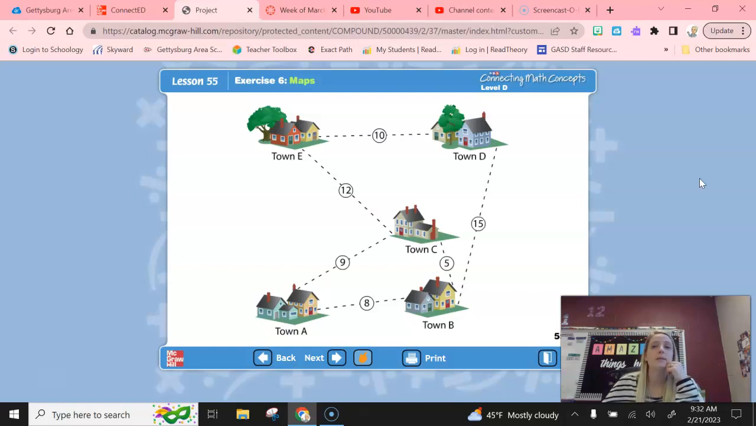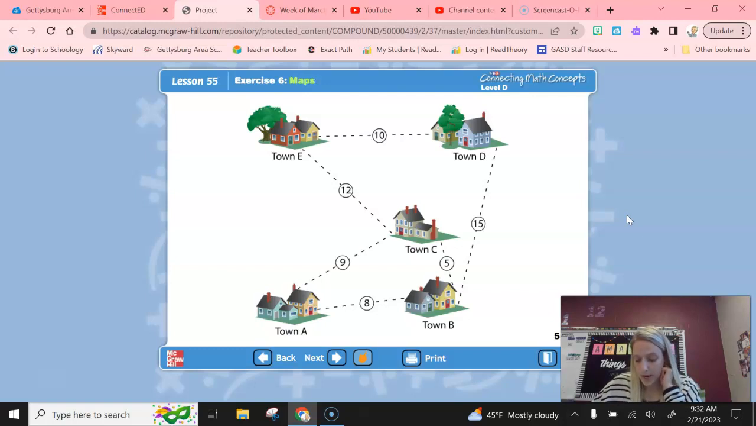So in this case, we have a map, and what I notice about it is that there are different towns, little groups of houses, and I see town A, B, C, D, and E. I also see these numbers here in between. I don't know what they mean for sure, but I'm going to assume that that is the distance between each of these towns. So we're going to look at this map and we're going to answer some questions.